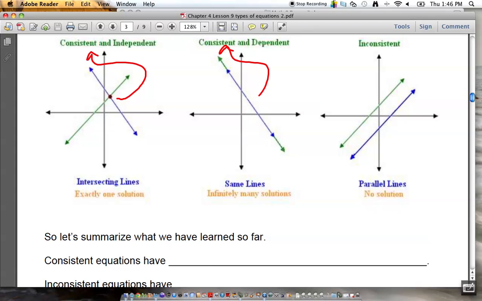Now, does this meet once? Yes. How many times do those lines meet? They're right on top of each other. They constantly meet.